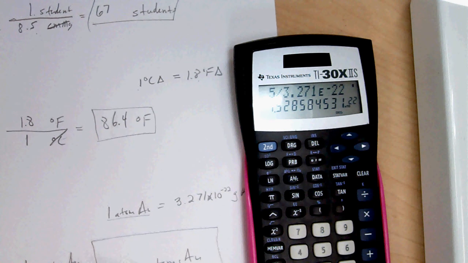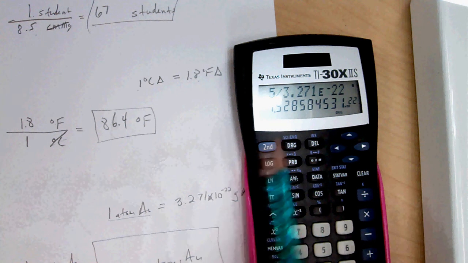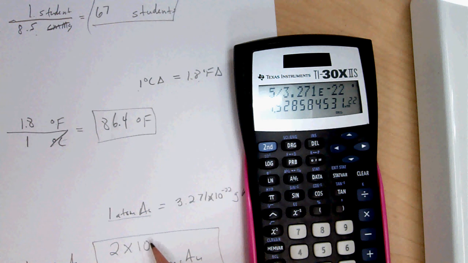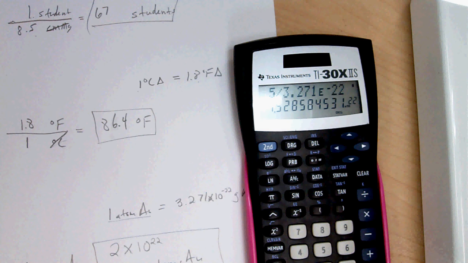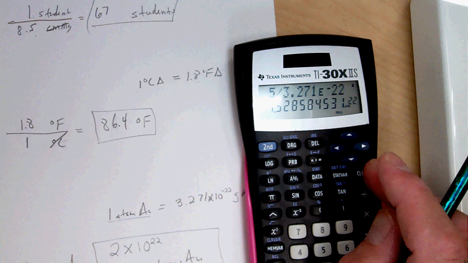So I have to decide how many significant figures. 1, 2, 3, 4 significant figures, 1 significant figure. So I could round that to 2, and that probably is the best way to do it. 2 times 10 to the 22nd atoms of Au. Now that's a lot of atoms because 22 zeros is a lot of zeros. All right, so that's how to set these problems up and solve them. If you weren't here in class, stop in, ask questions if you have any.